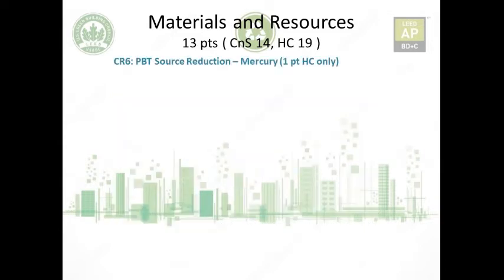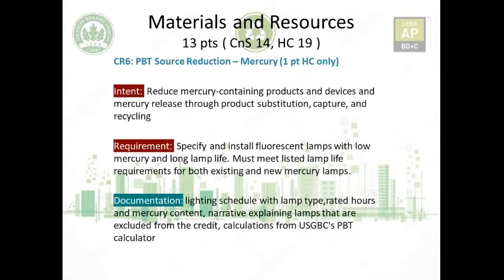Respective credit number 6 for PBT source reduction, mercury, is going to give 1 point to the healthcare facility projects. Intent is similar. The requirement is to specify and install fluorescent lamps. Now previously the prerequisite was trying to minimize the use and phase out plan. Here we have to specify and install fluorescent lamps with low mercury, because the hospital lighting use may require mercury lamps.